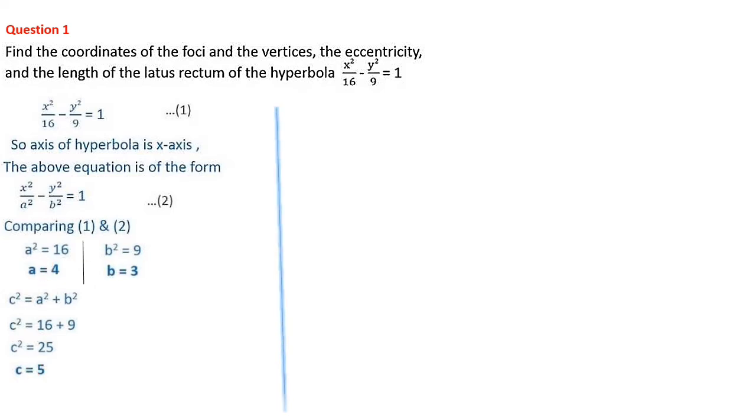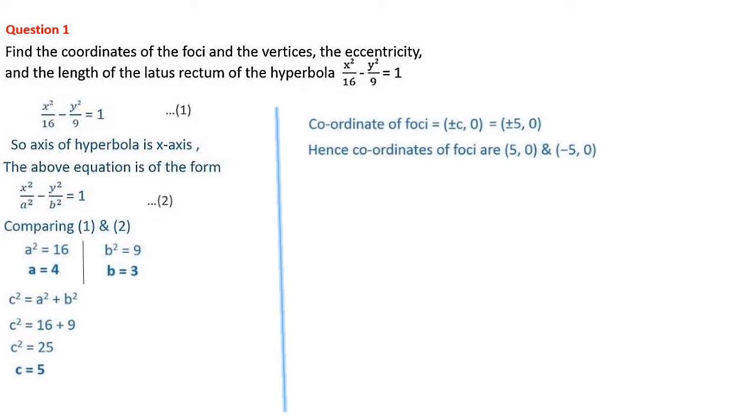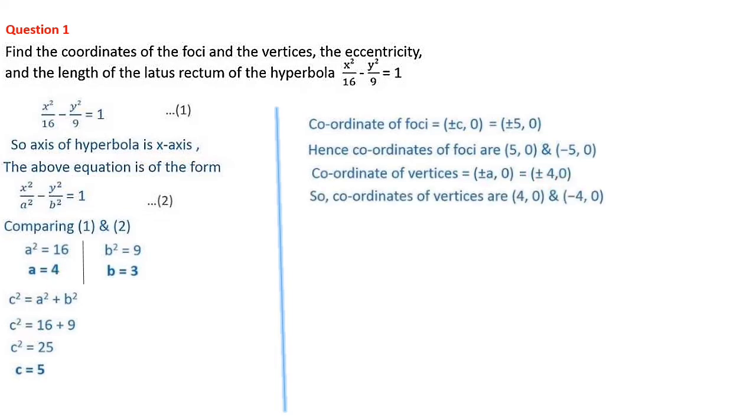Now we have got a, b and c. If we have a, b and c, we can write all the required answers. Coordinates of the foci, that is the first one. Since the axis is the x-axis, the points will lie on the x-axis, that is plus or minus c comma 0. Here c is 5, that is plus or minus 5 comma 0. When we split and write, 5 comma 0 and minus 5 comma 0 are the coordinates. Next, coordinates of the vertices. The coordinates of the vertices are plus or minus a comma 0 because the transverse axis is the x-axis. Substituting a, we get plus or minus 4 comma 0. So the coordinates of the vertices are 4 comma 0 and minus 4 comma 0.